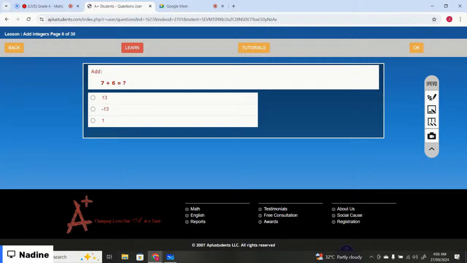7 plus 6 equals, that is 7 plus 6. So the correct option is 13. Option number 1 is the correct option.